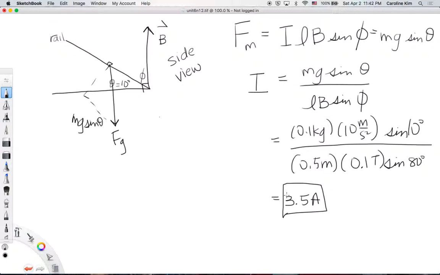And to find the direction of flow of the current, because current is the flow of positive charge, you use your right hand. So your fingers point up because the magnetic field points up, and your palm faces towards the right because the force pushes the rod up the rails. And then you'll notice that your thumb points toward the left rail. So the current flows from the right to the left rail. And that is number 12.